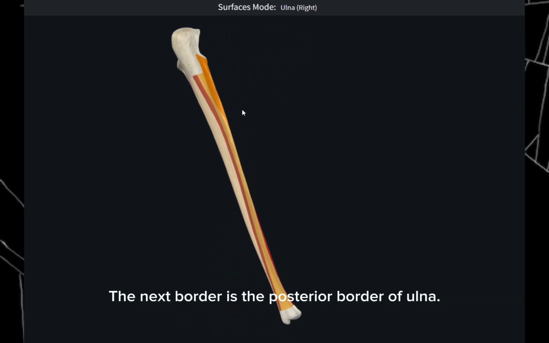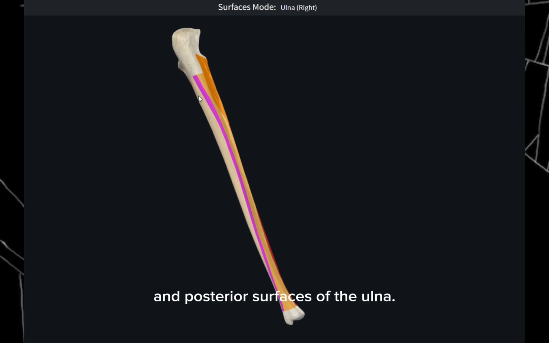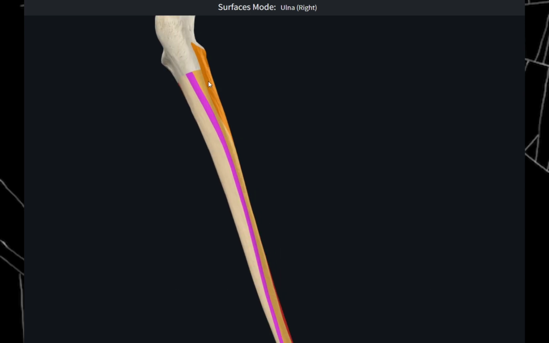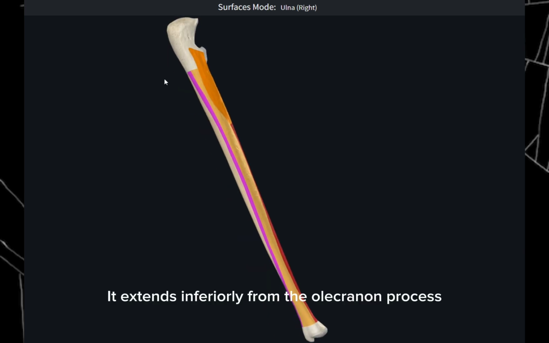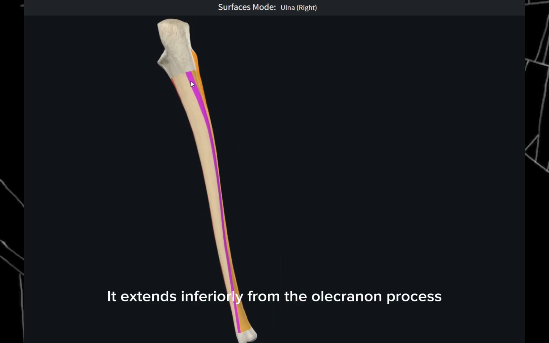The next border is the posterior border of ulna. It is a subcutaneous margin located along the dorsal aspect of the body of ulna. The posterior border of ulna separates the medial and posterior surfaces of the ulna. It extends inferiorly from the olecranon process to the ulnar styloid process.